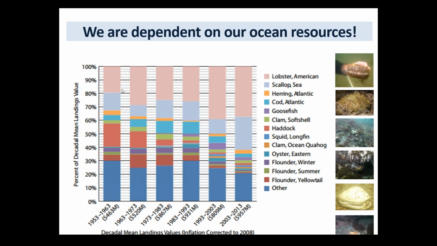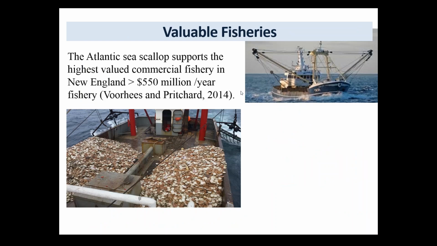You can see here the value of each of these different fisheries over time, and we've got to a point now where lobster and sea scallops are dominating the fishery up here. Just to reinforce that, the Atlantic sea scallop supports the highest value commercial fishery in New England, with over $550 million a year being landed up in the New England region.